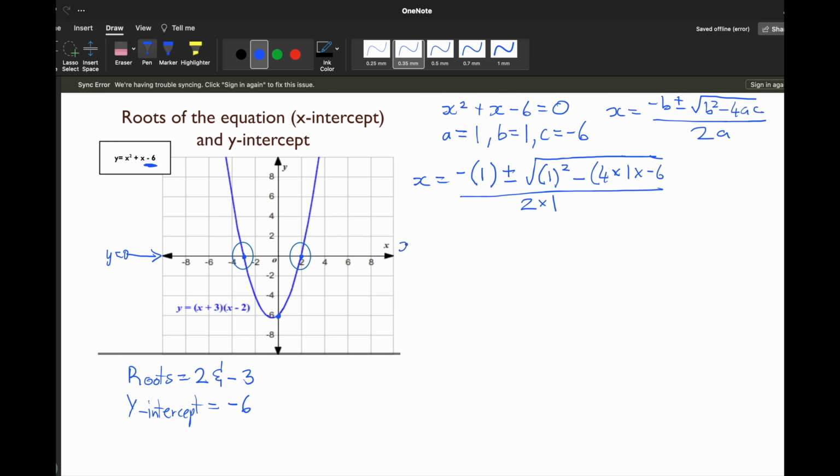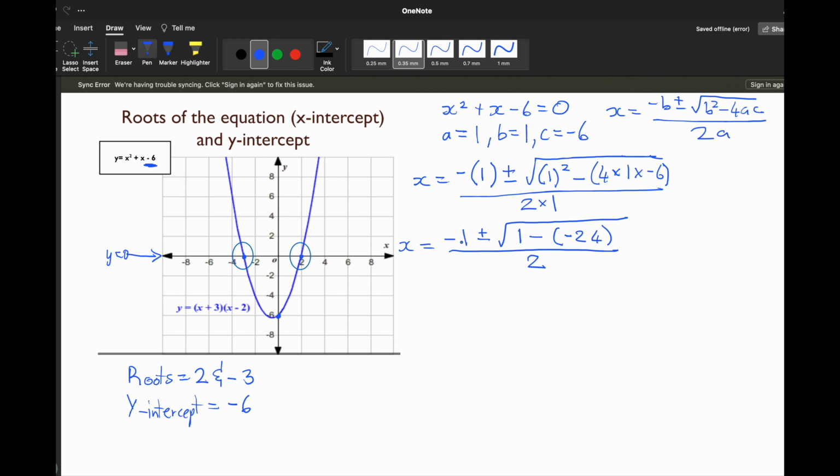So then I could say x is equal to negative 1 plus or minus the square root of 1 squared, which is 1, minus, open brackets, 4 times 1 times negative 6. So 4 times 1 is 4. Then 4 times negative 6 is negative 24. Make sure you're paying attention to this process. All right, then we go over 2 times 1, which is 2.